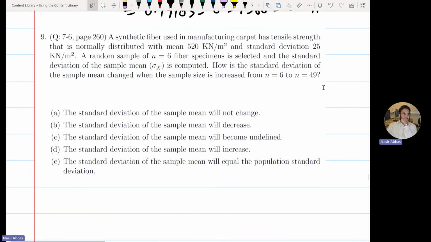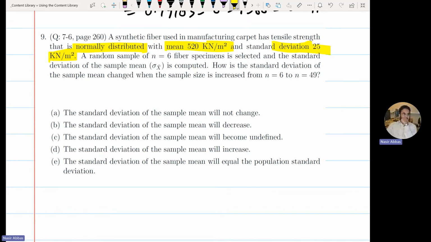A synthetic fiber used in manufacturing carpet has tensile strength that is normally distributed. Mu is 520. I will highlight the important information. X has a normal distribution, number 1. Mu is 520. And the standard deviation is 25.